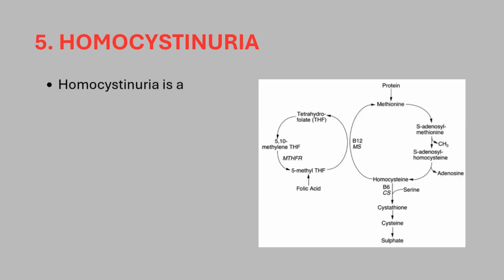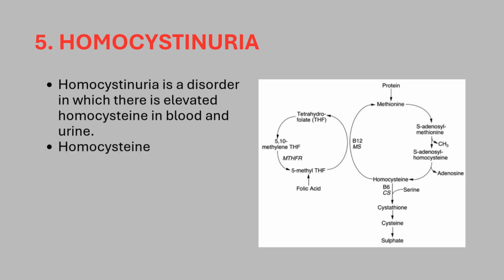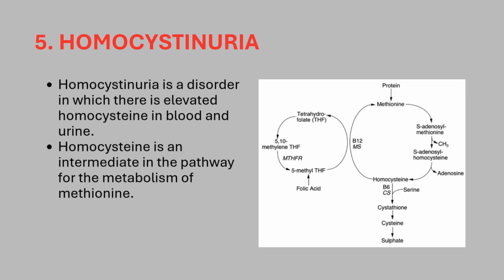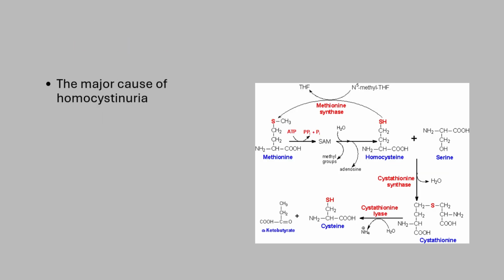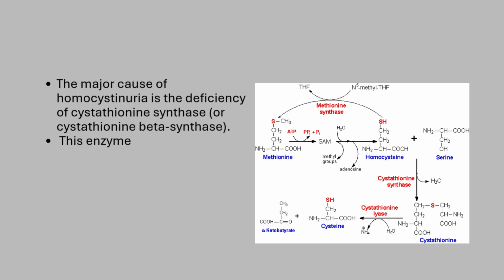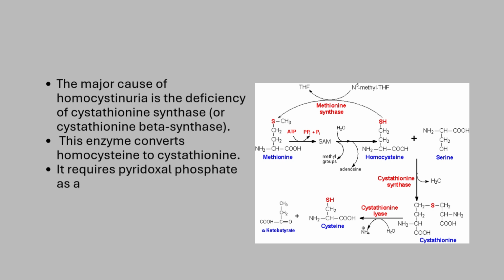Number 5. Homocystinuria. Homocystinuria is a disorder in which there is elevated homocysteine in blood and urine. Homocysteine is an intermediate in the pathway for the metabolism of methionine. The major cause of homocystinuria is the deficiency of cystathionine synthase, or cystathionine beta synthase. This enzyme converts homocysteine to cystathionine.